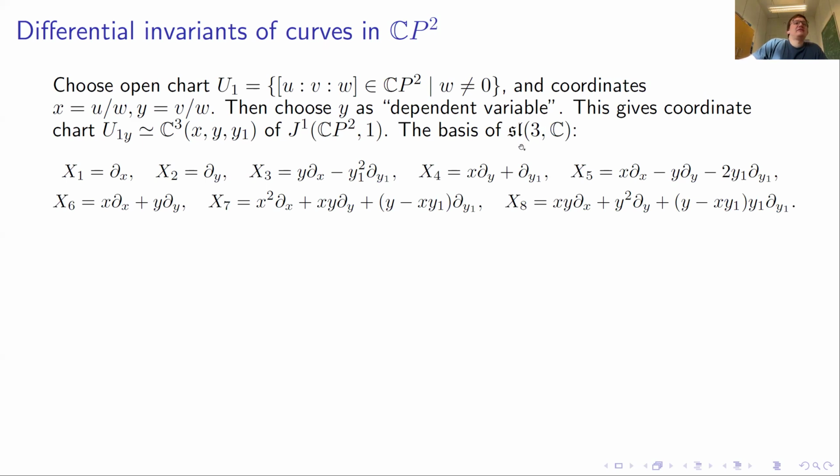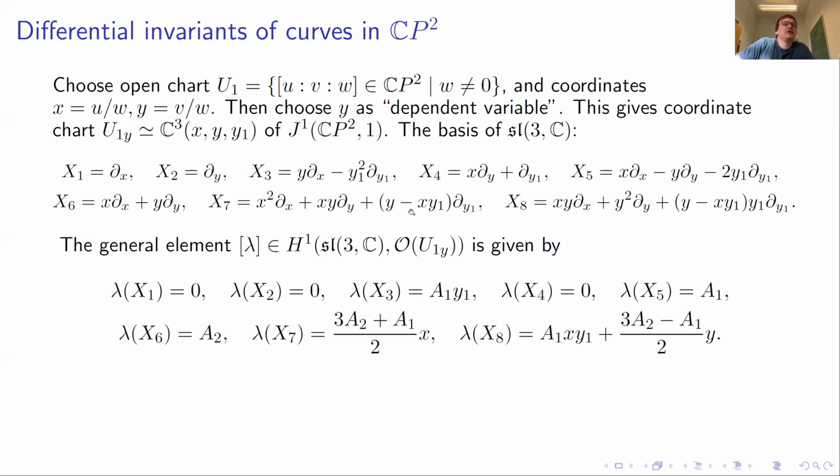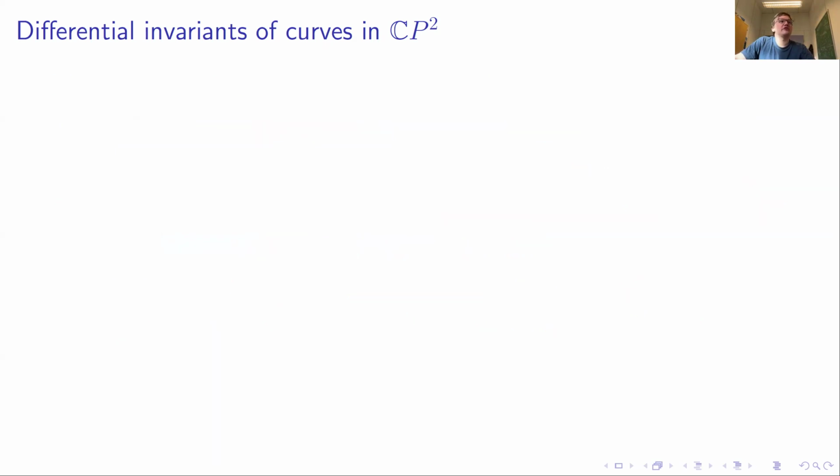So we have coordinates X, Y, and Y1, and it covers a part of J1. So the basis of SL3 prolonged to J1 can be given like this. We have 8 vector fields. And now we can do the same type of computations that I did earlier with the simpler example. Basically, we take a general representative here, and use a coboundary to set this equal to 0, and this equal to 0, and also this equal to 0. And then the remaining cocycle conditions will give us the remaining functions here. And we see that there are 2 constants appearing, A1 and A2. So this local Chevalley-Eilenberg cohomology is just C2. But of course, we have to also compute in the other charts.